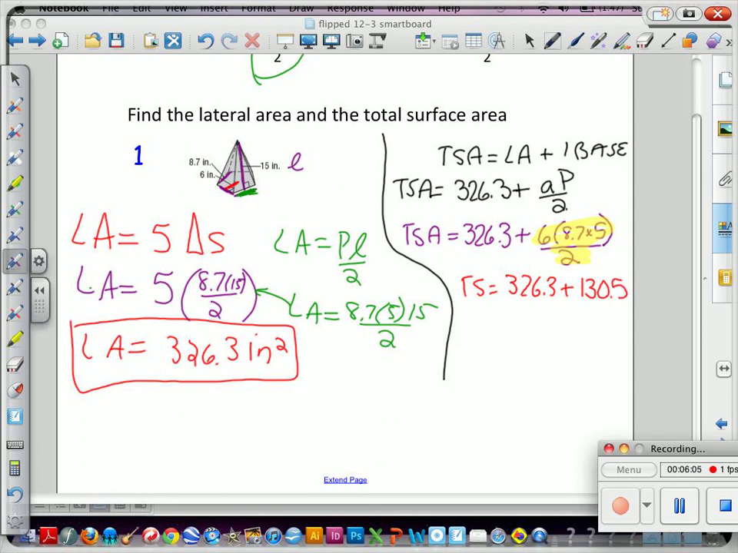Okay, so now go ahead and add those all together. TSA, total surface area is 456.8 inches squared.